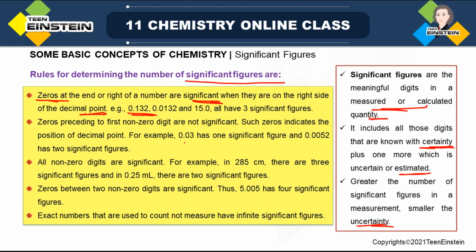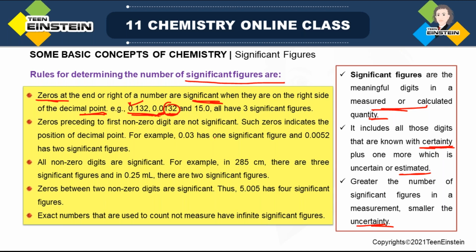For the first one, this 0 is not considered because it is on the left hand side of the decimal. Then for the second number, this 0 is on the right hand side of the decimal, but it is on the left hand side of the digits 132. So that is why this 0 will not be considered. For the first number, the digits 132, these three are significant figures. For the second value, this 0 is not considered, but 132, these three will be considered.